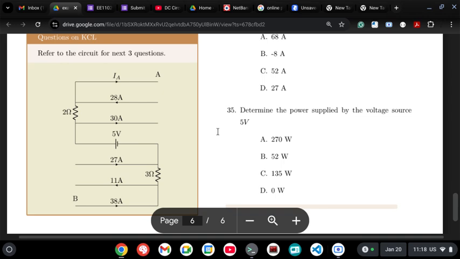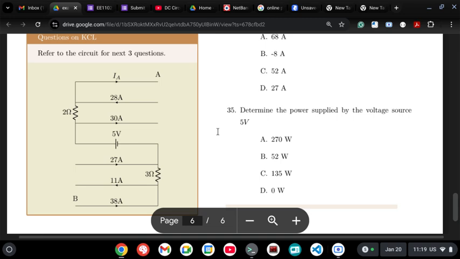Focus at this point. 38 amperes is entering this node and 11 amperes is leaving towards the left side. So the remaining current has to go upwards. There is no other path. So 38 is incoming current, 11 is outgoing current. 38 minus 11 is 27. So 27 amperes is going upwards. I into R is the voltage drop. So 27 amperes into 3, that is 27 into 3. I think 81. So 81 volts of voltage drop is there on the 3 ohm resistance.